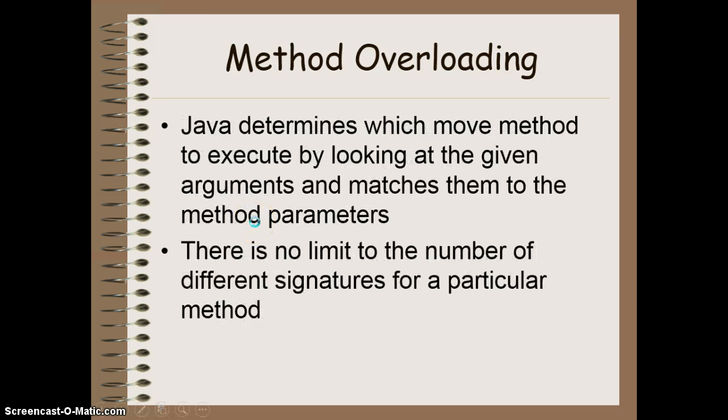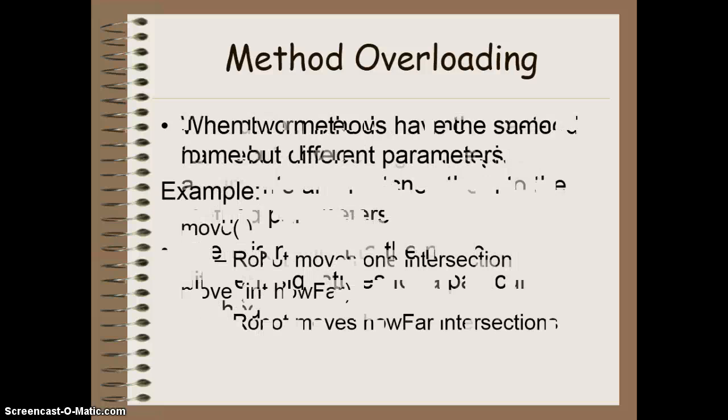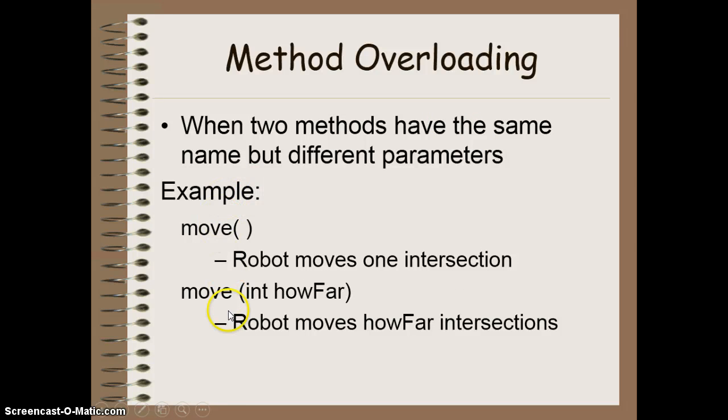What happens here is that Java determines which move method to execute by looking at the arguments that were provided and then matching them up to a method that has the same parameters given. There's no limit to the number of different signatures you can have for a particular method. So if we go back here, I could have 15 different move methods, provided all of them have a different combination of parameters required. And then again, Java will match what you've given to what is required by that particular method.